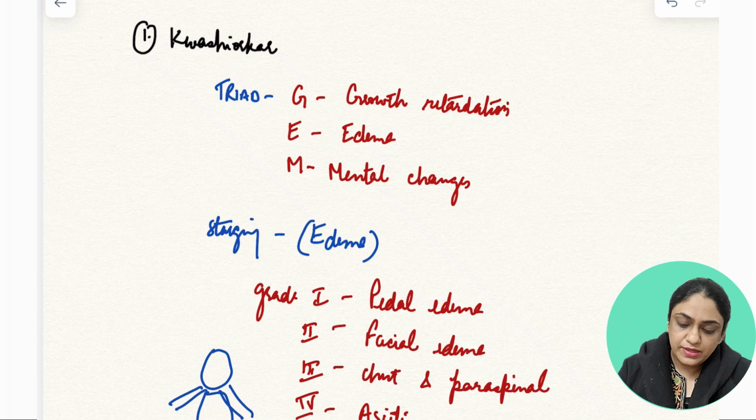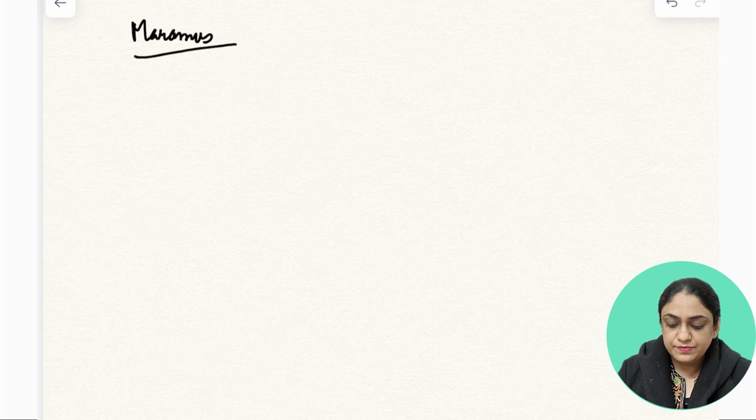So you can remember this with the help of a hypothetical diagram. It will be easier for you. In grade 1, pedal edema is present. Then later facial edema is present. Then grade 3, chest and paraspinal edema is present, and finally ascites is present. So pedal edema is grade 1, facial is grade 2, then chest and paraspinal grade 3, and fourth is ascites. So this way it is easier to remember.